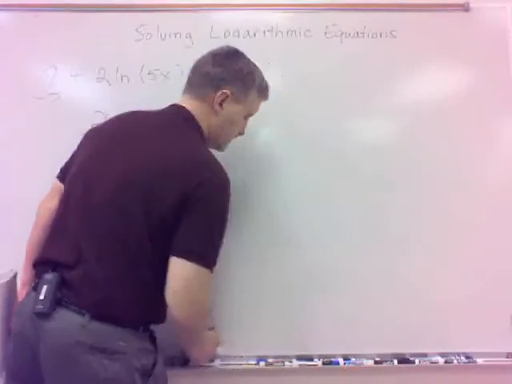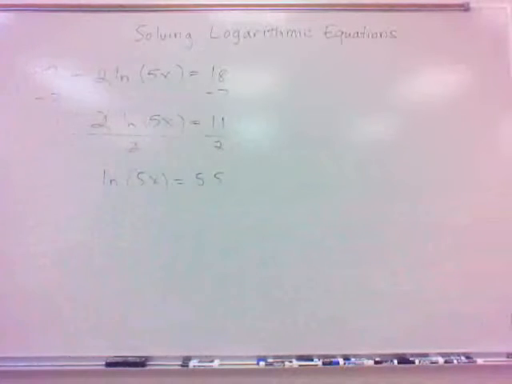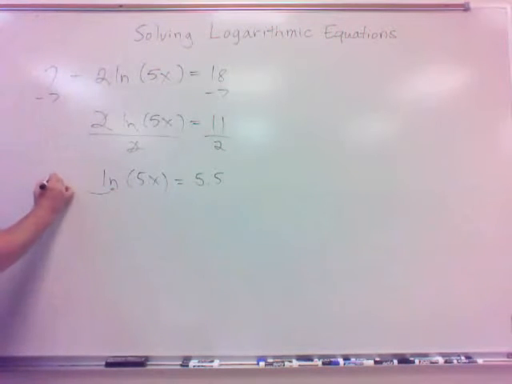So sometimes it's easier just to write the decimal than the fraction. So let's change that over to 5.5. Okay? Now, same idea here too. There's no base showing on this, so to exponentiate I need to know what base. What is the base if it's an ln? That's base e. ln is always base e.